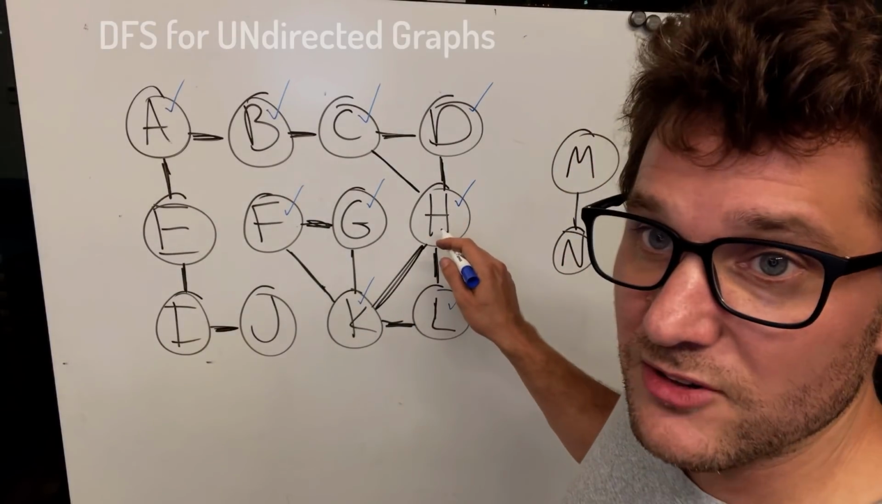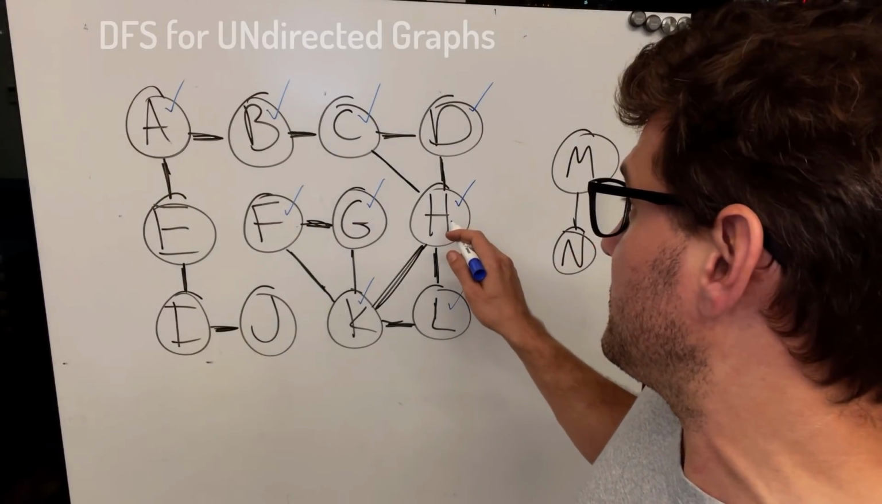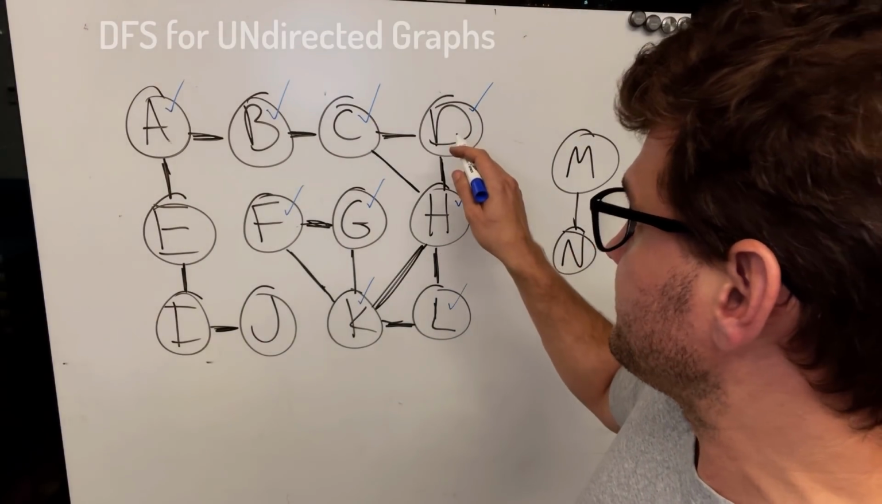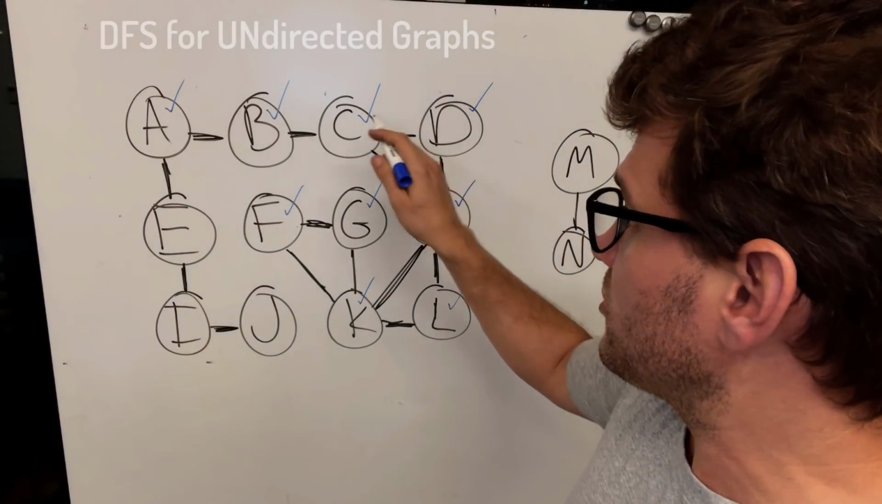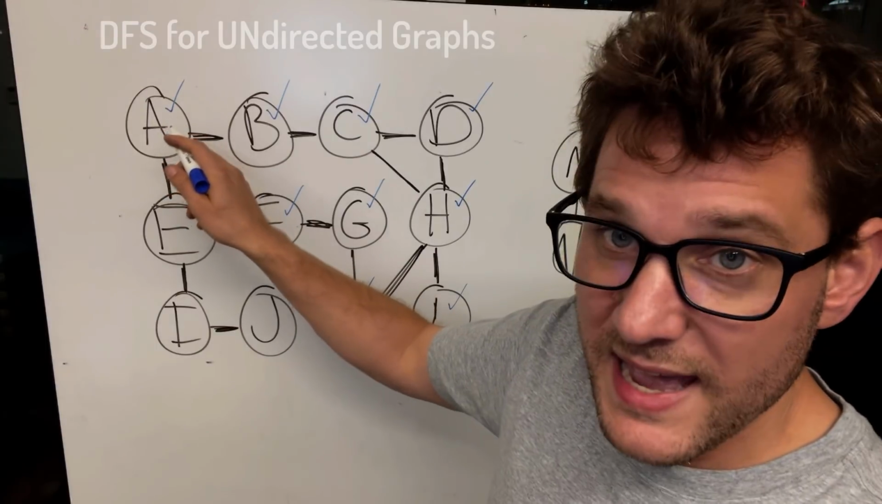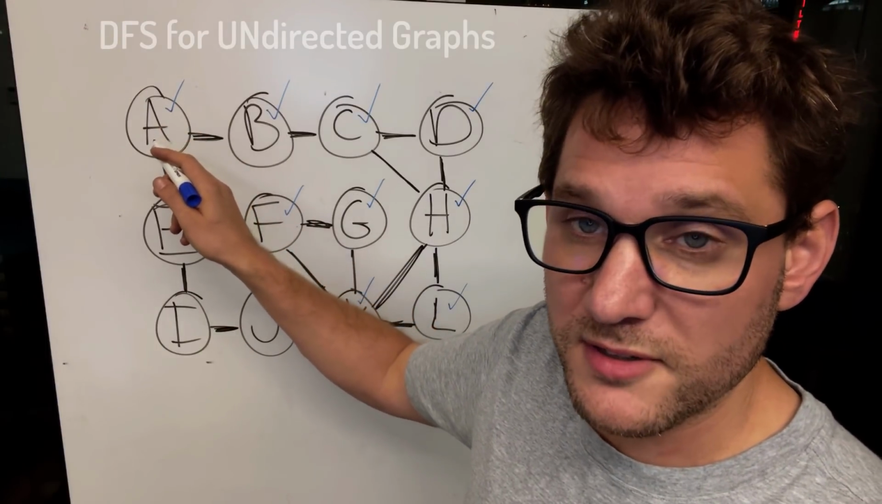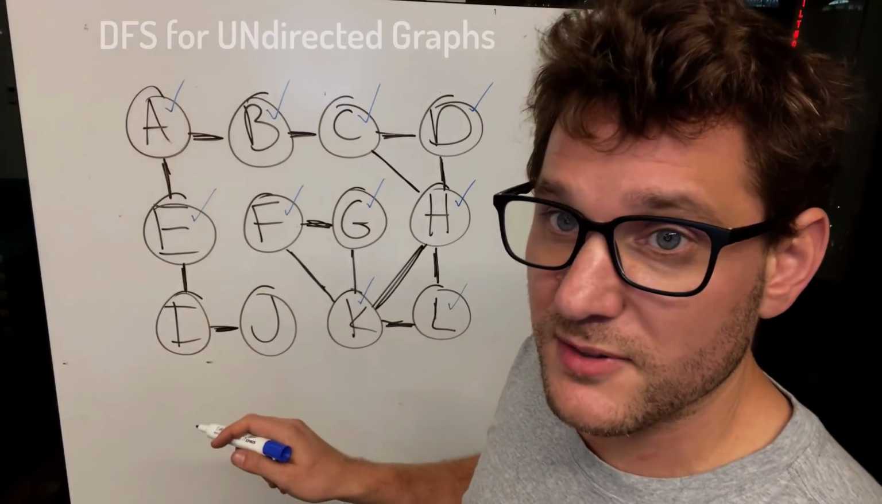So we go back to H. H looks at its adjacency list, finds no unvisited nodes. It goes back to D. D finds no unvisited nodes at its adjacency list. So we go back to C, and then back to B, and then back to A. Of course, A does find an unvisited node in its adjacency list. It finds node E. So we visit node E, we mark it as visited.